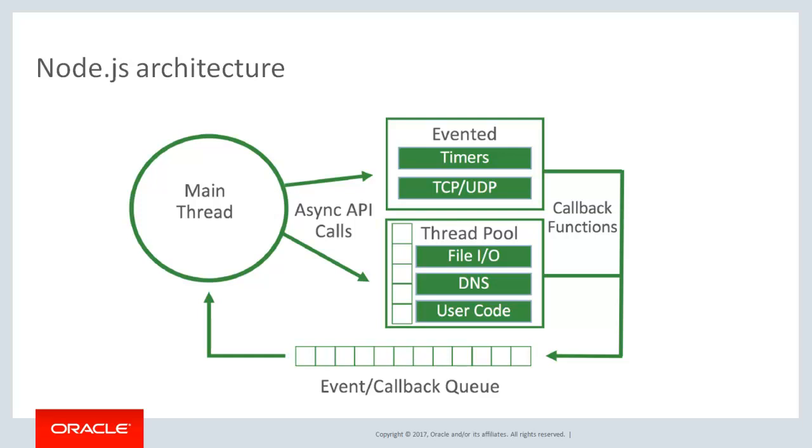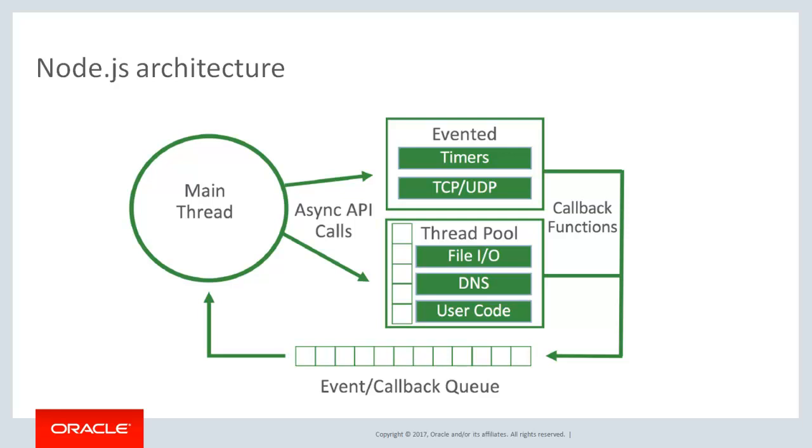Now, here is an overview of the common architectural paradigm which all the Node.js applications are built upon. Now, all the JavaScript code actually runs in a single thread called the main thread. Now, the calls which are made are handled in an asynchronous fashion. So they either end up in an event loop or they are executed within the Node.js thread pool, right?